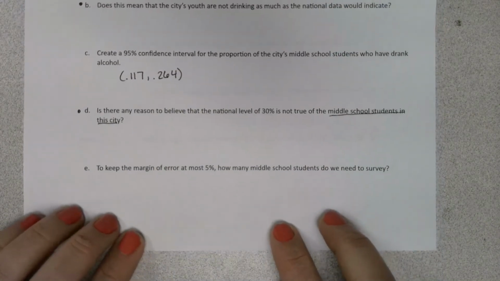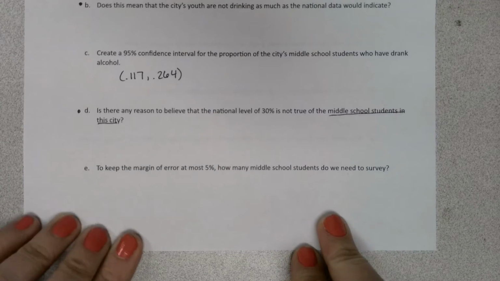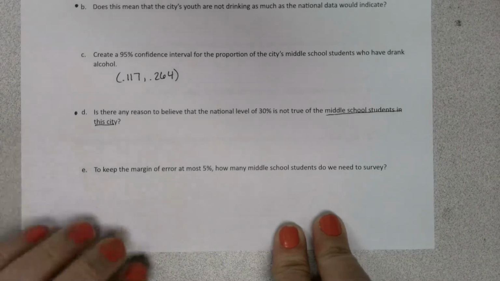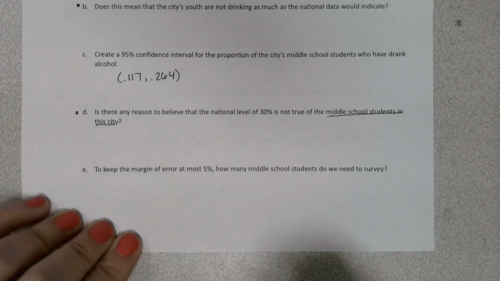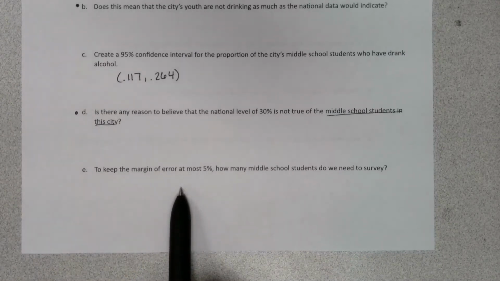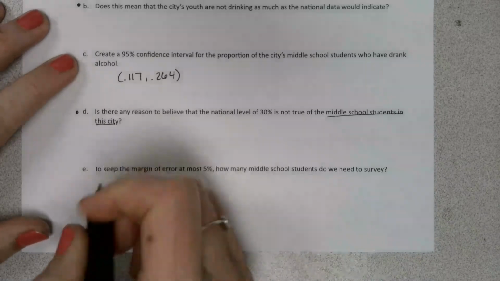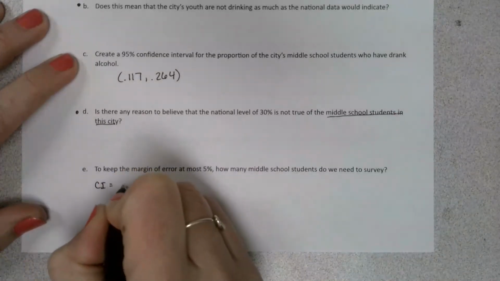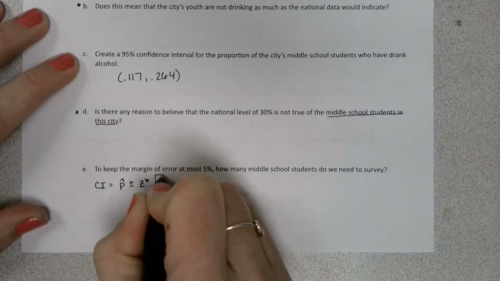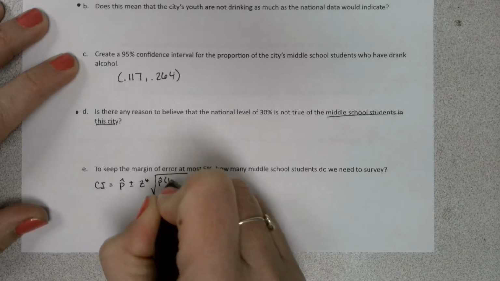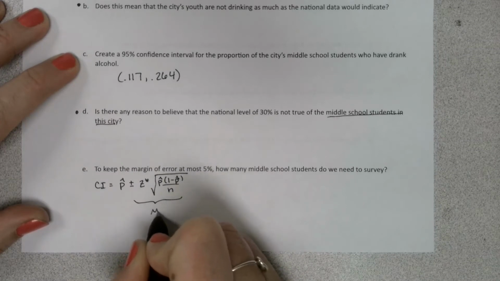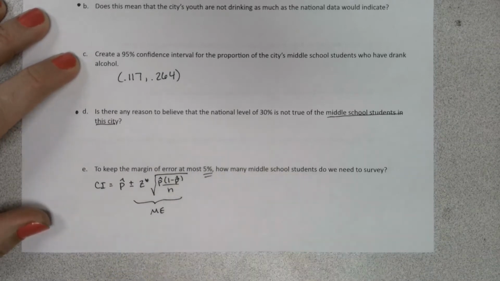Okay, so then the last one, to keep the margin of error at most 5%, how many middle school students do we need to survey? Now, it's really nice that the calculator will do these confidence intervals for us. However, problems like this is why we still have to know the formula and be able to do it by hand. So our confidence interval for proportions is p hat plus or minus z critical times the square root of p hat times 1 minus p hat divided by n. So everything beyond the plus or minus is the margin of error, and we want it to be 5%.